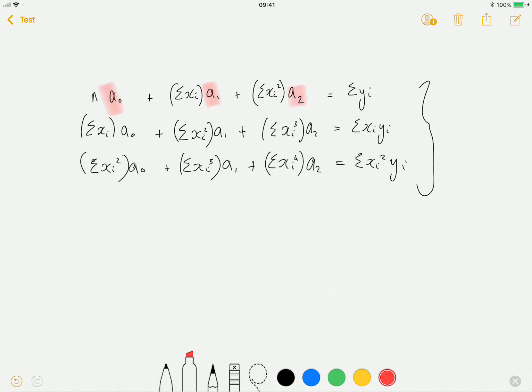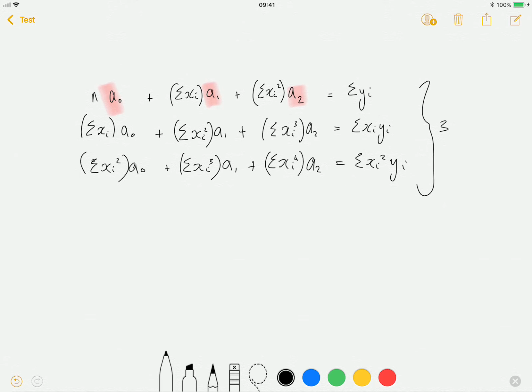And this technique can be extended to any mth order polynomial, and we would have to solve a system of m plus 1 linear equations. So remember, we were just looking at a second order polynomial, and we have three simultaneous linear equations.